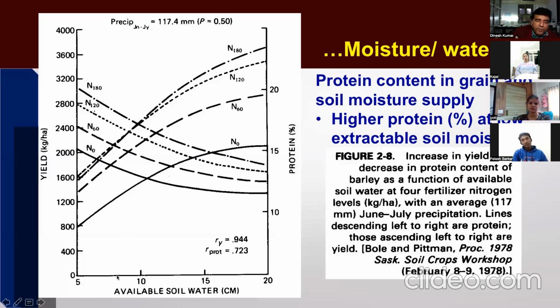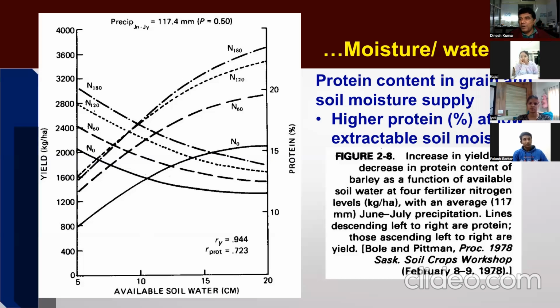When the water availability was just 5 centimeter, on the left side, at 5 centimeter, you can have protein level like this, up to this, you can go this side. Sorry, maybe 18%, 17%. Lower water supply, more protein. So is it okay for you? Would you get the point?